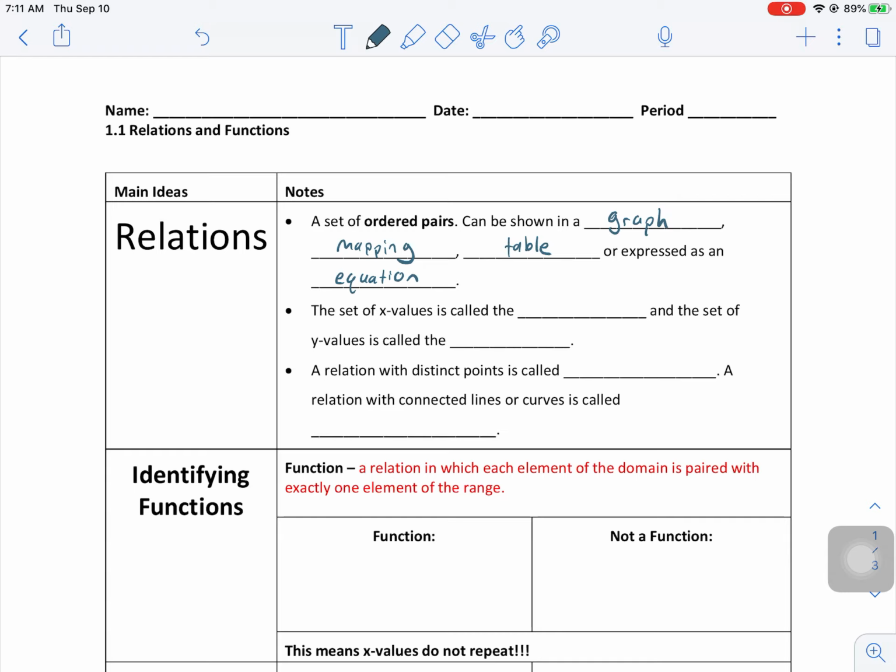The reason ordered pairs are important is because relations are a set of input and output values. Okay, so those are our ordered pairs. The set of x values is called the domain, and the set of y values is called the range. A relation with distinct points is called a discrete relation, and a relation with connected lines or curves is called a continuous relation.